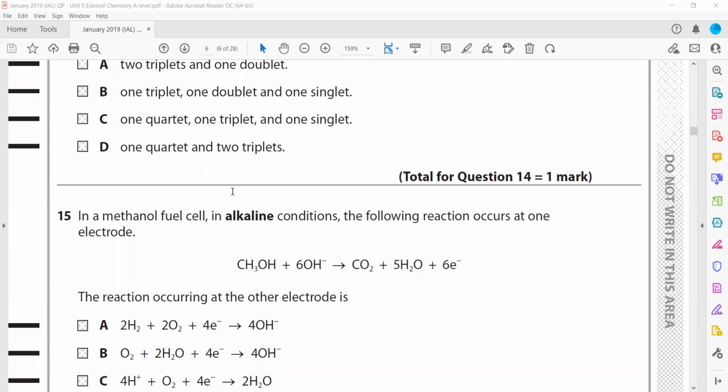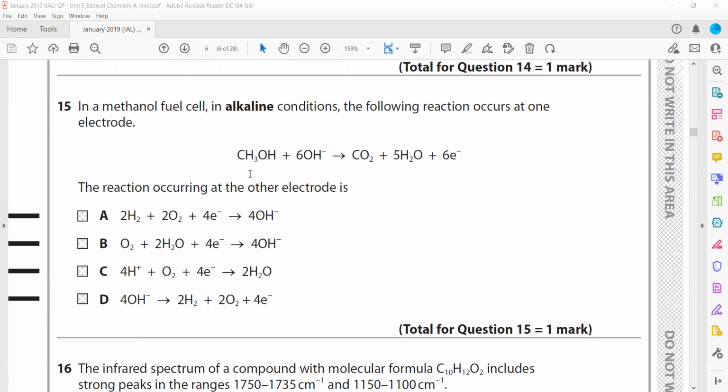In a methanol fuel cell in alkaline condition, which of the following reactions occurs at one electrode? The reaction occurs at the other electrode. So here, what is happening? Because this is an alkaline condition, methanol is losing electrons, so the other one should gain electrons. To gain electrons, A, B, or C all are gaining electrons. D is a loss of electrons, so D cannot be an answer.